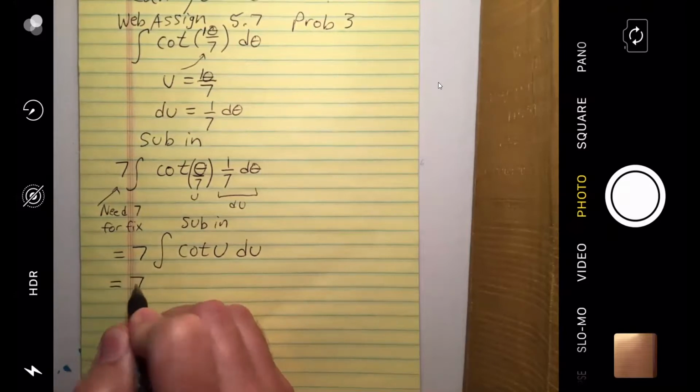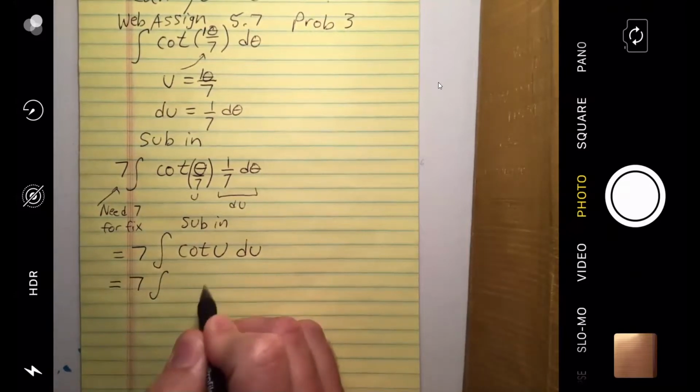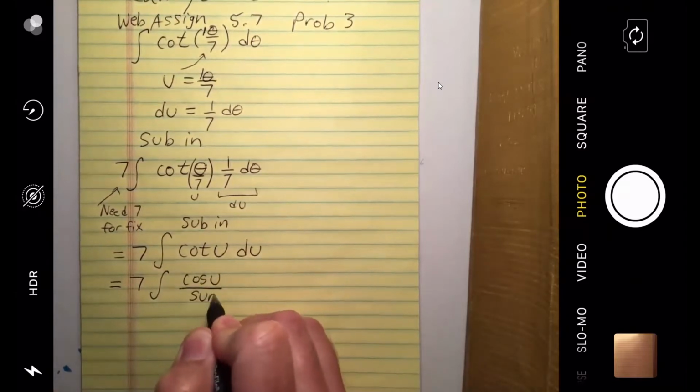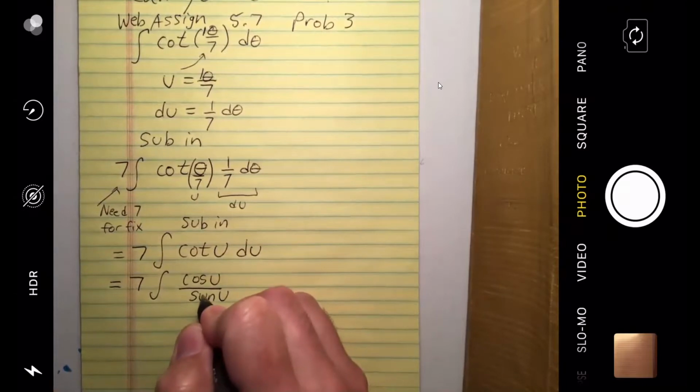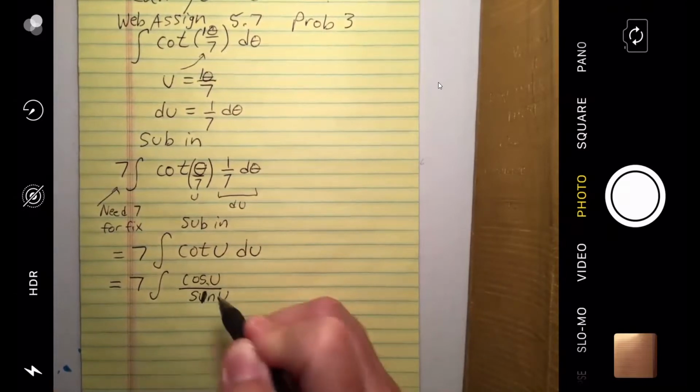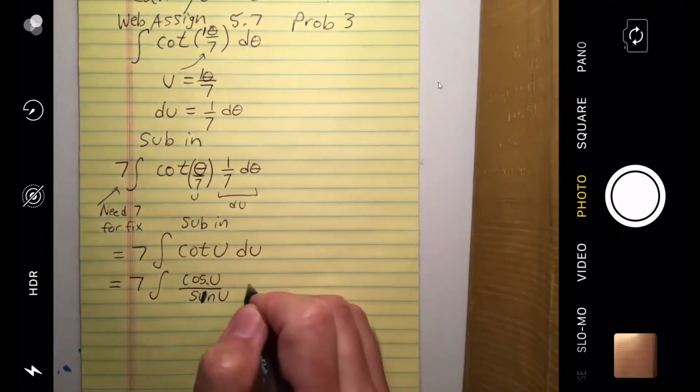So to work this out, a cotangent by trig is a cosine of u divided by a sine of u. Sine of u, so I apologize. Sine of u du.